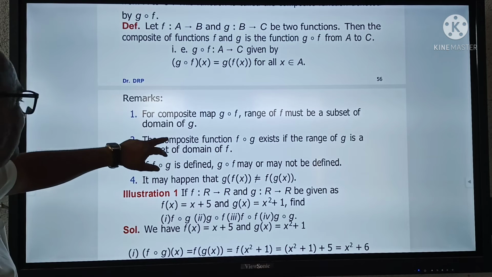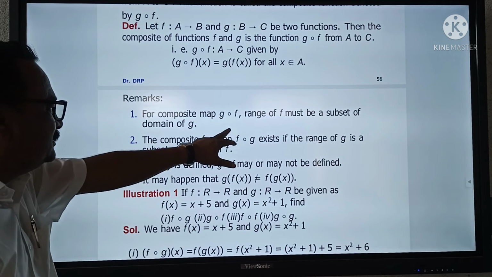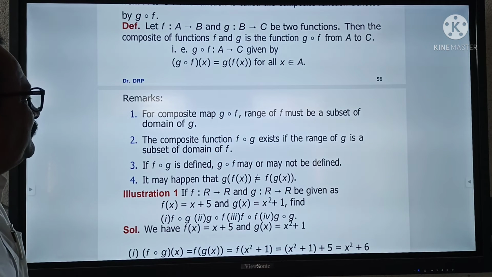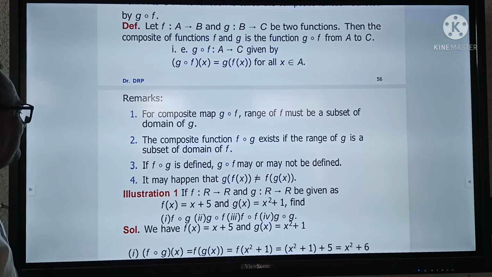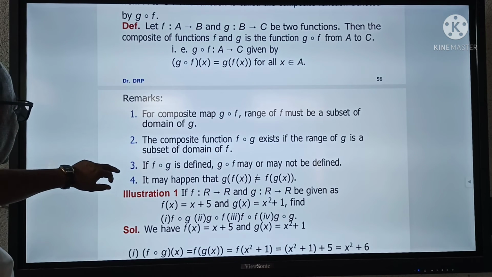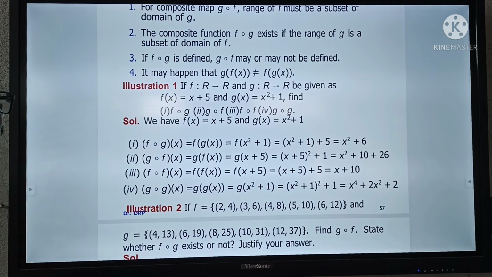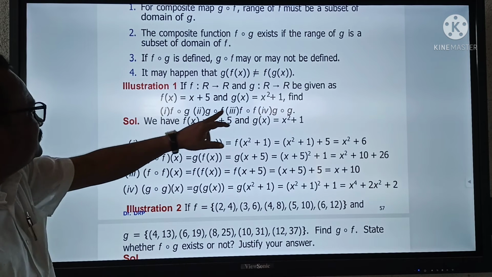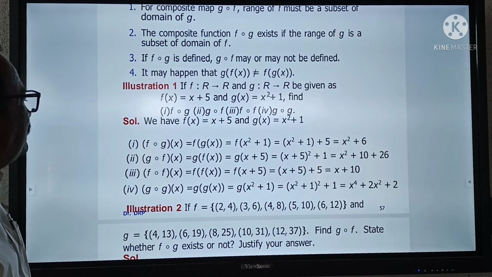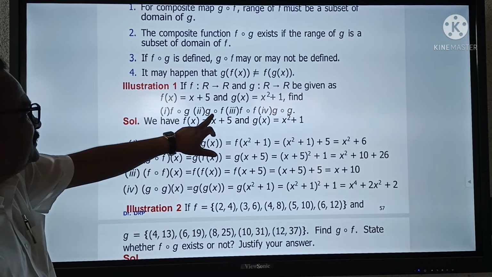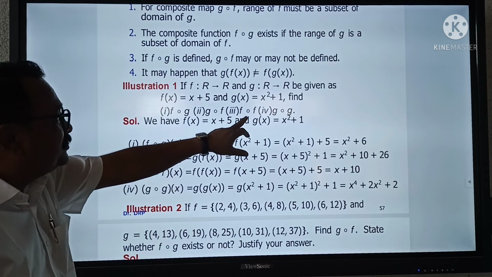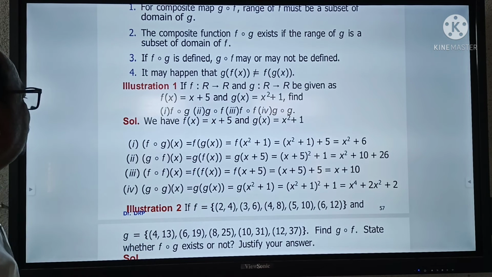For a composite map, that is a function, g composite f, the range of f must be a subset of the domain of g. These are the properties or remarks. So here are some examples of how to find the composite functions, where f(x) and g(x) are given. We have to find f composite g, g composite f, f composite f, and g composite g.